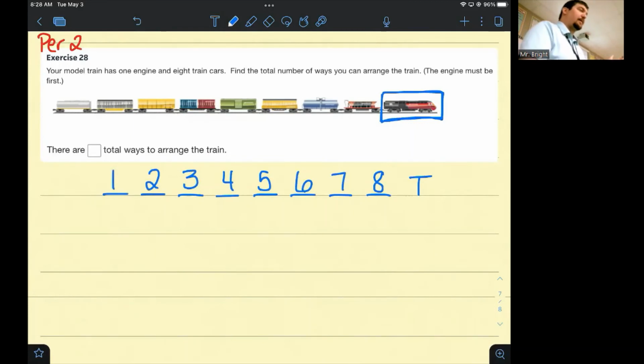So the fundamental counting principle says multiply all of these options together, and you're going to get a pretty big number for this. 8 times 7 times 6 times 5 times 4 times 3 times 2 times 1.